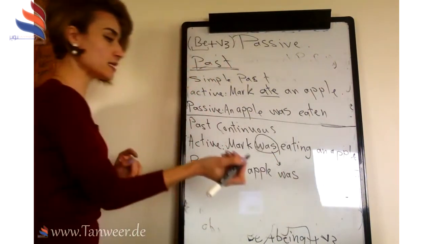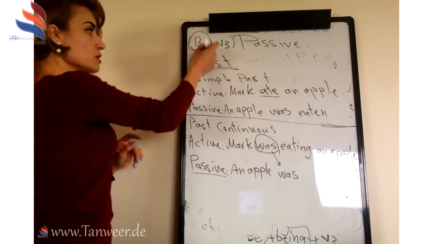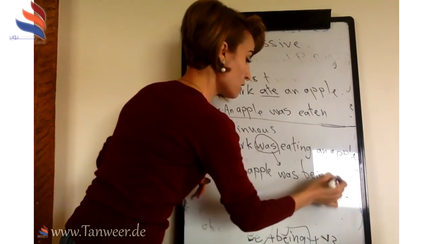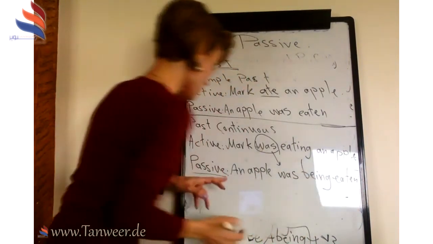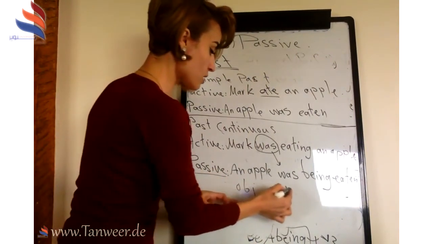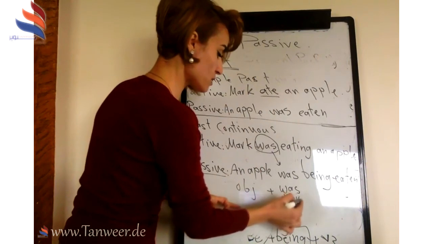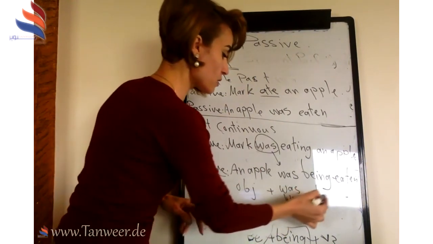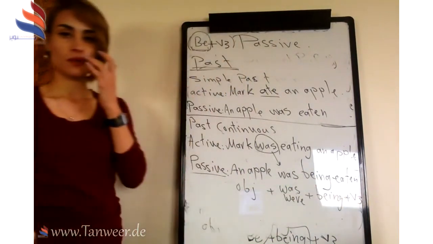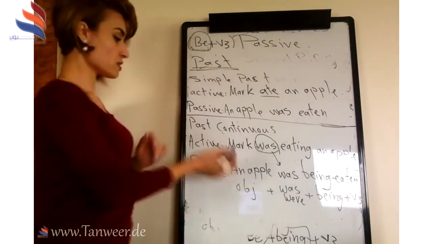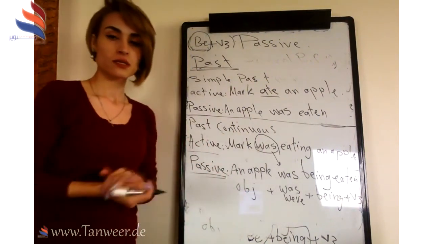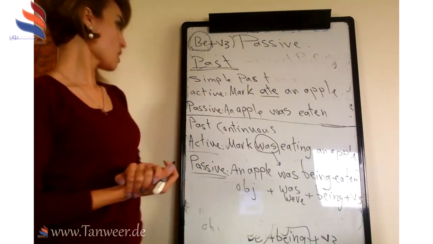And I need verb to be also in continuous situation. Being, eaten. The form here: object, was or were, because it's verb to be in the past, plus being. So being is fixed, plus verb 3. This is the idea, past continuous, active sentence, passive sentence. Great?